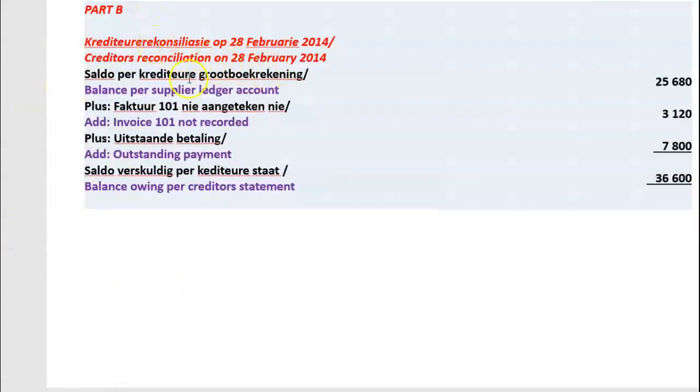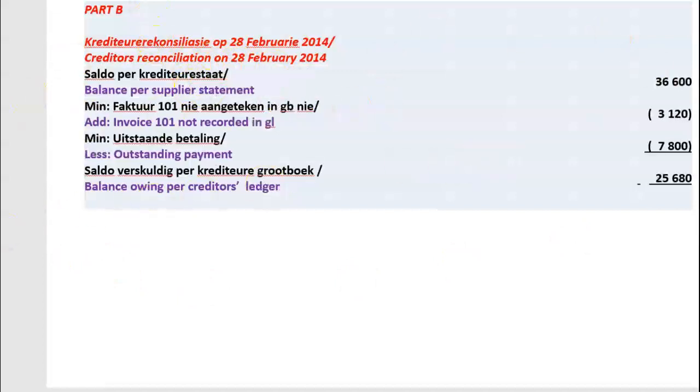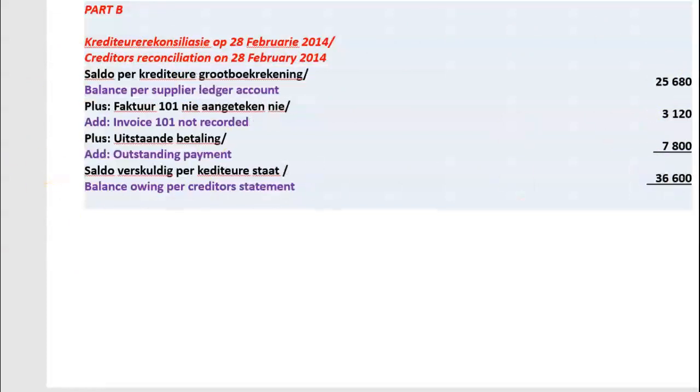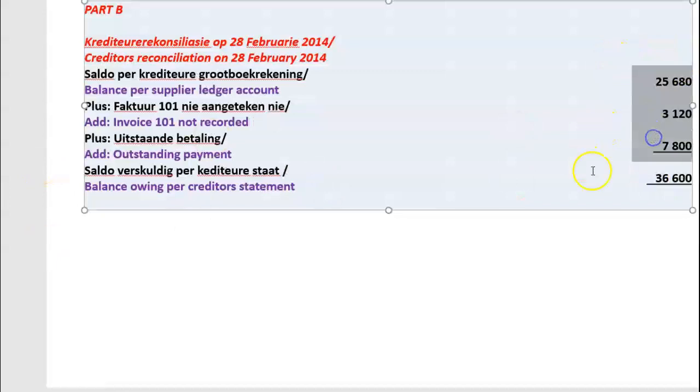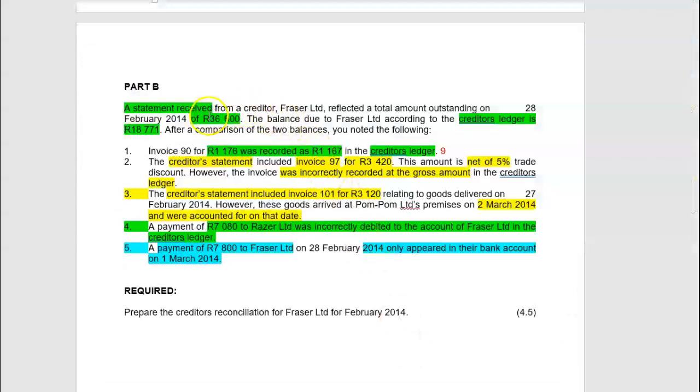If I started off with a statement balance, I would have worked back to the ledger balance. If I've started off with a ledger balance and I'm going to do that calculation, then I'm going to end up with the amount I want to see on my creditor statement. So the answer of that sum is also 36,600, and that reconciles back with the statement balance as at the end of the month. So I'm also a happy chappy, that reconciles.